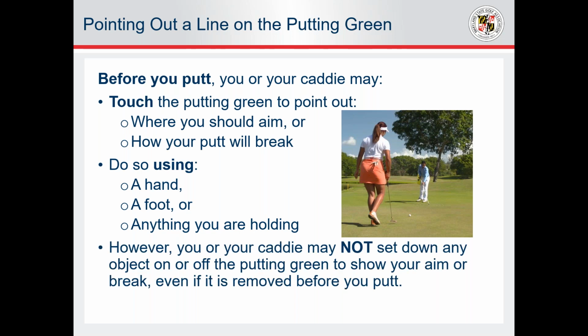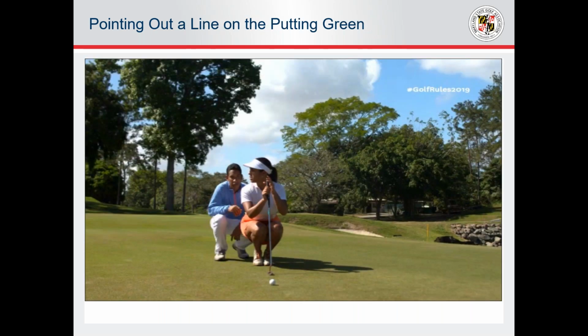However, you or your caddy may not set down any object on or off the putting green to show your aim or break, even if it's removed. This is an interesting one. If any of you have been to rules school, I think they like to show the example with Arnold Palmer. If a caddy, for instance, put a bottle of water on the fringe as an aim for the player to putt, they're going to get penalized even if they remove that bottle of water. As soon as that bottle of water is put down by the caddy to show the line, that's a penalty. So if that ever happens, you might as well leave it because you're going to get penalized either way.